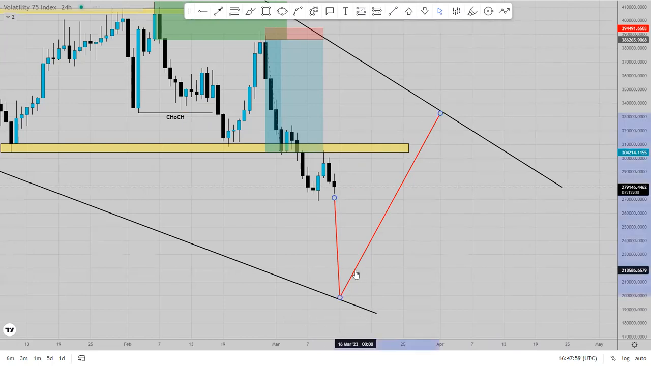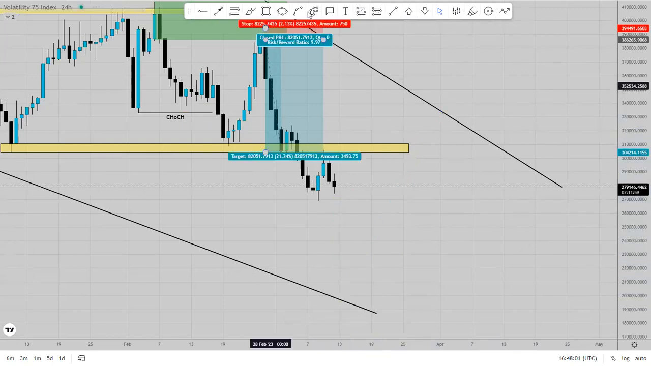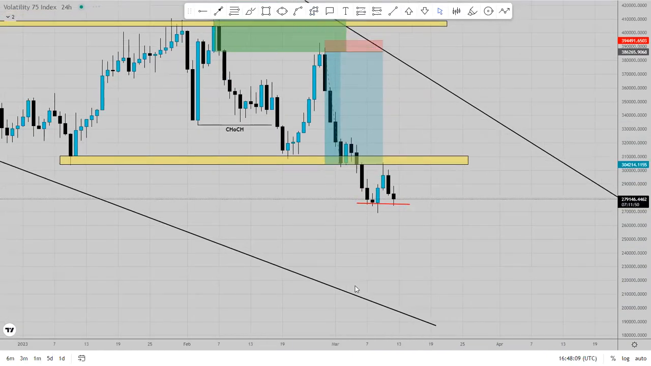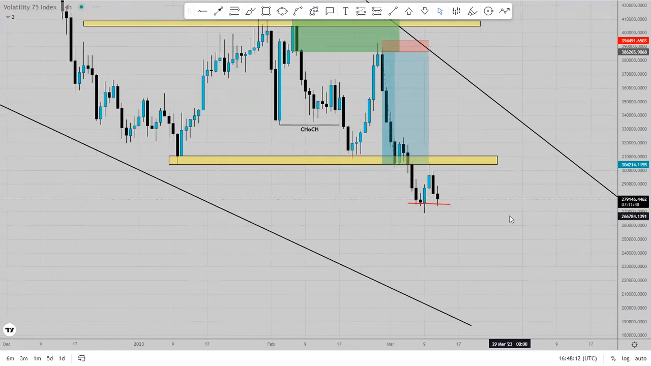So after I've marked my major zone where I'm targeting the market to go, I now look for an entry point. The market is downtrending, as you can see. How do I know that we're in a downtrending market? We can actually see that we are now forming lower highs and lower lows.